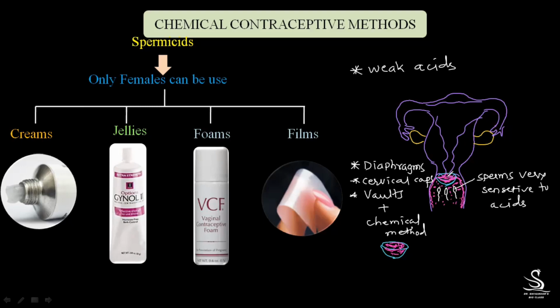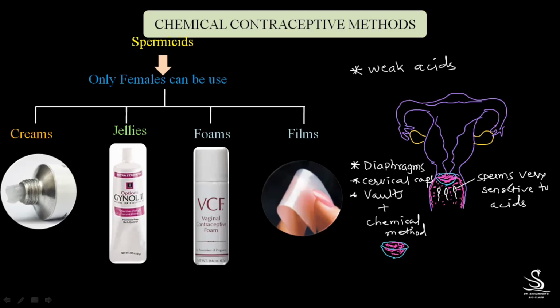Hence, first of all, they start to be killed with the help of the spermicides. In addition to that, the barriers are not going to allow them to take an entry into the uterus. Of course, in this way, all these chemical contraceptive methods are going to give contraception.